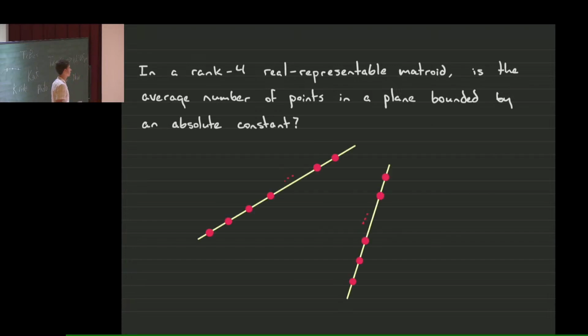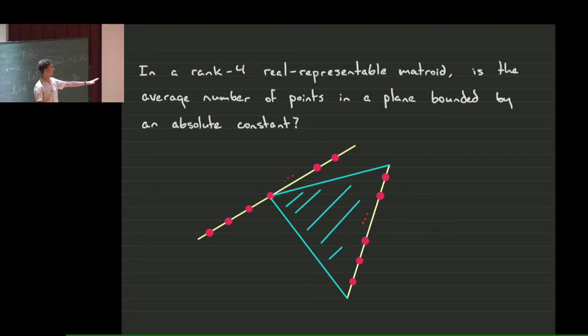The construction is nothing exotic. You just take a direct sum of 2 lines. Okay? And the reason this is a counterexample is that every plane in this matroid has to look like this. Every plane is forced to contain one of these 2 lines. So because these lines could be arbitrarily large, there's no hope of bounding. You just can't bound the average plane size in this case.